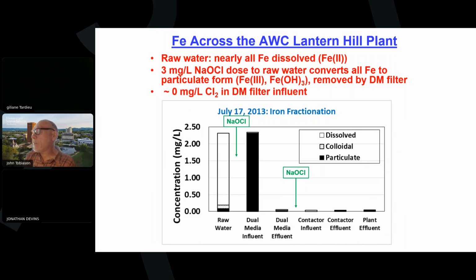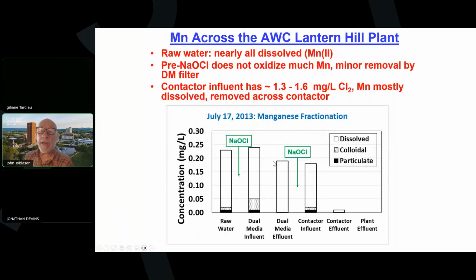So the way iron removal works across the plant is it comes in at, say, 2.5 milligrams per liter. We add a base and pH control, make it all particles. That's the black thing here, all particles. Dual media filter removes it all. End of the iron story. We're all good with that. So free chlorine is added between the dual media effluent and the contactor. The story with manganese is very different. The manganese comes in around 0.25, 0.23. That's what it was yesterday.